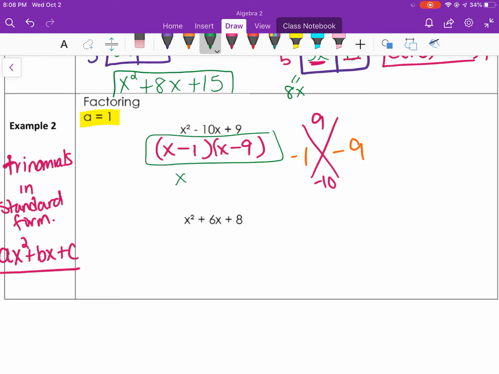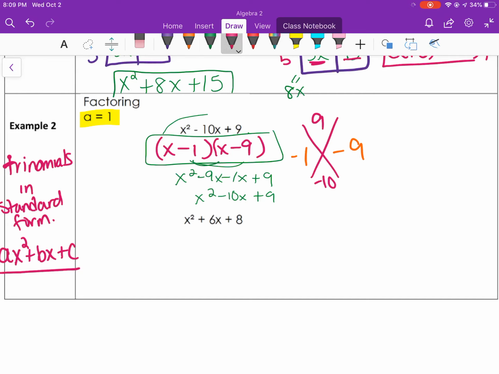X times x is x squared. X times negative 9 is negative 9x. X times negative 1 is negative 1x. Negative 1 times negative 9 is positive 9. So x squared minus 10x plus 9. So it does work, and that's our factored form.